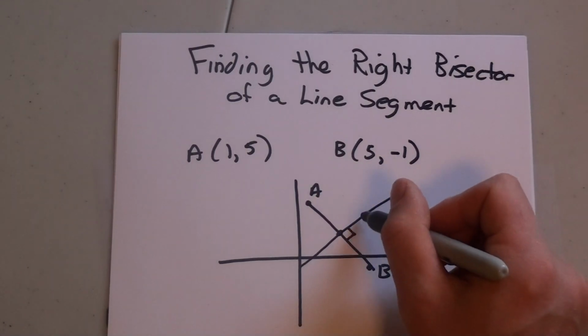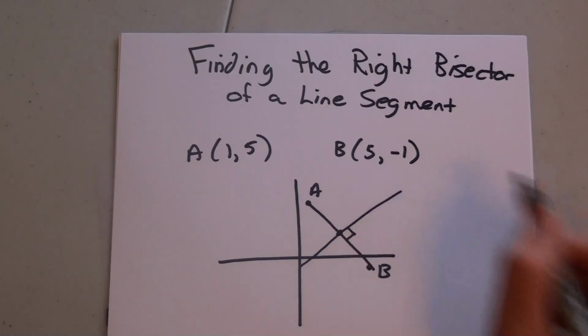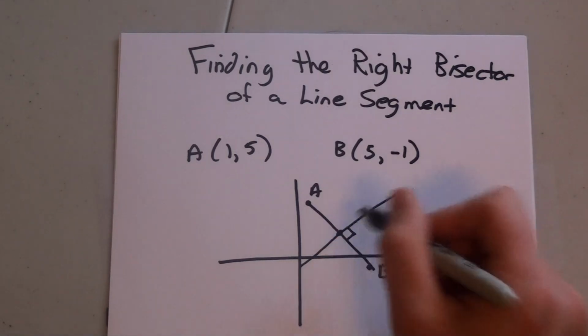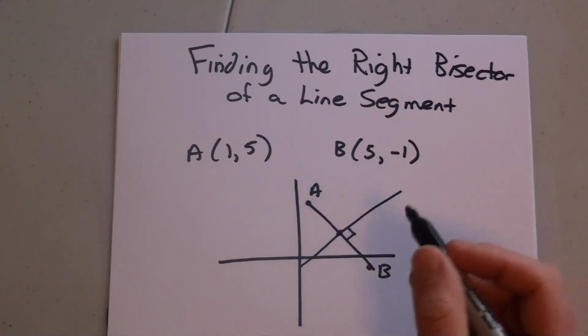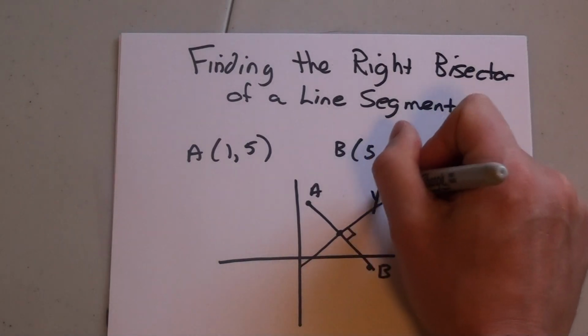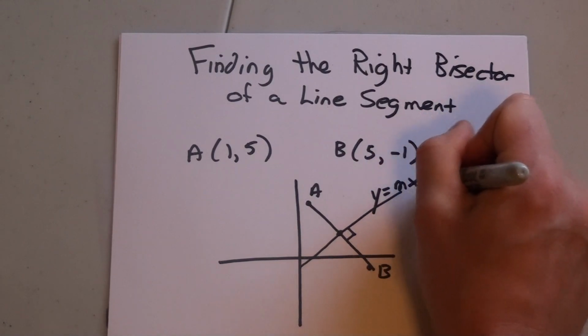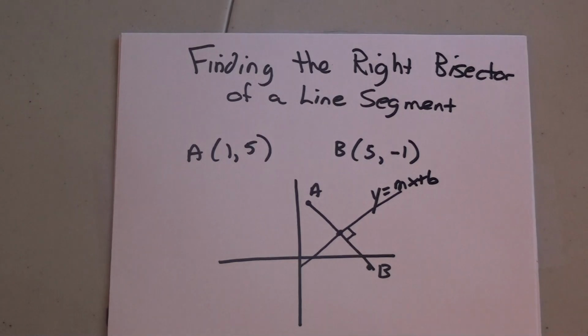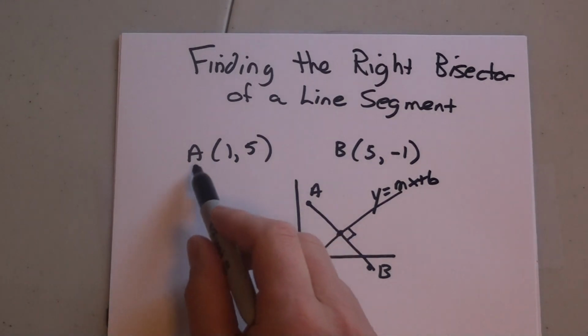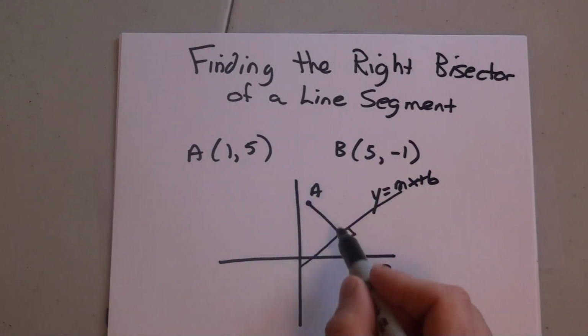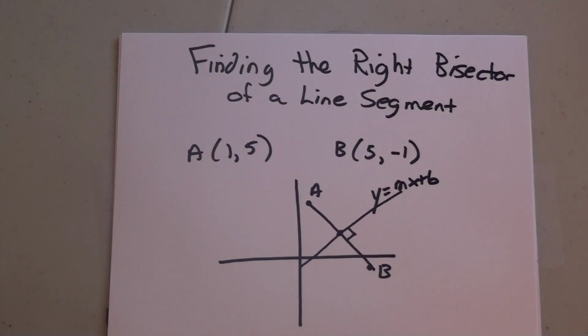It's going to be a perpendicular line we want to find, so it's going to have a slope that's a negative reciprocal, and we need to know the midpoint of line AB and put it in. End result is we want an equation of a line in y equals mx plus b form. So let's take our points. Point A is (1, 5) and point B is (5, -1).